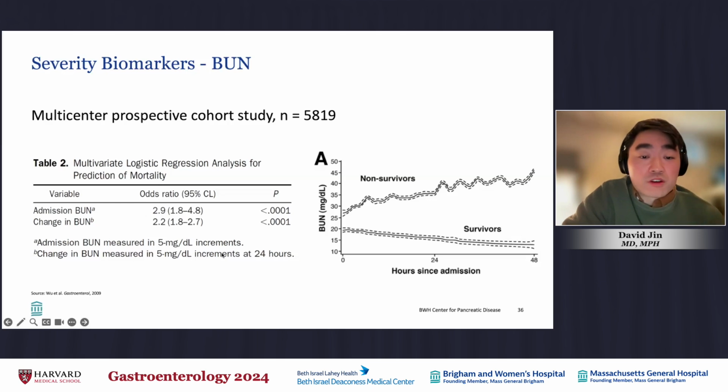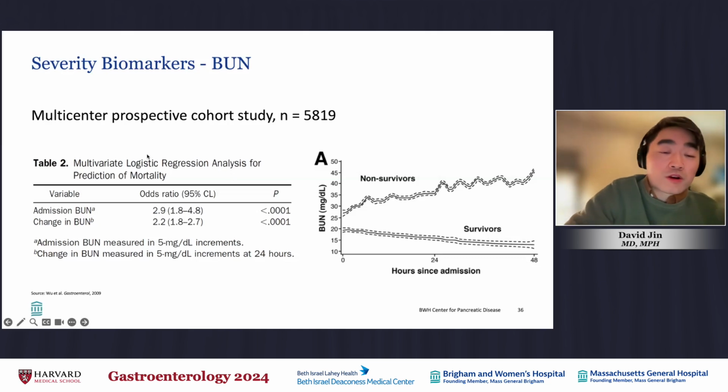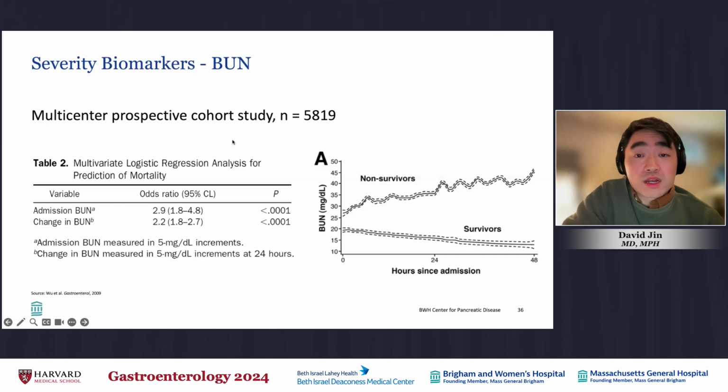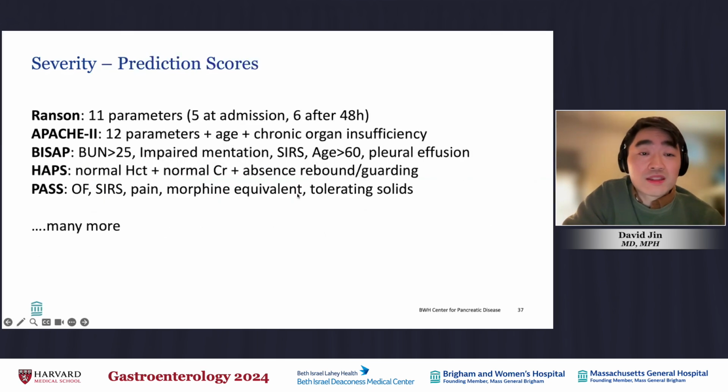And for every 5 milligram per deciliter increase after 24 hours of admission, the odds of mortality doubled. So BUN is thought to represent hemoconcentration and third spacing, especially high BUN levels. So it's relevant because those presenting with high BUN who subsequently increase are at a particular risk for organ failure and mortality. So a lot of these different biomarkers have been packaged into different severity prediction scores.